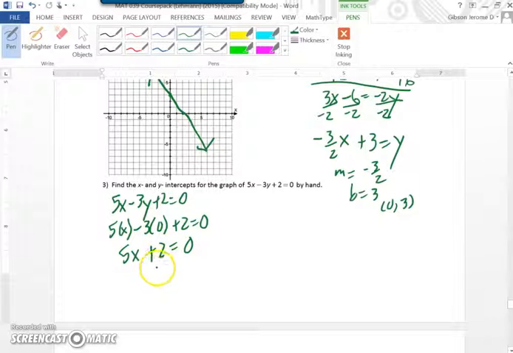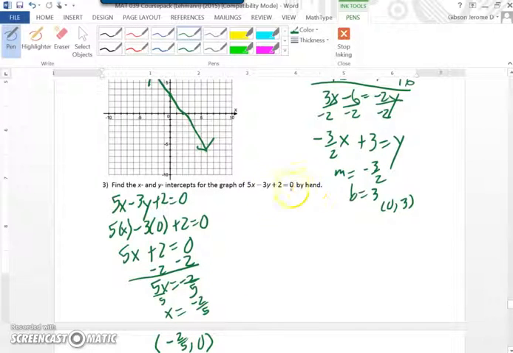Now we want to solve for x. Subtract 2 on both sides, and 5x equals negative 2. Divide each side by 5, and x is negative 2/5. Now we will write this as an ordered pair. The ordered pair would be negative 2/5, comma 0. So that would be your x-intercept.